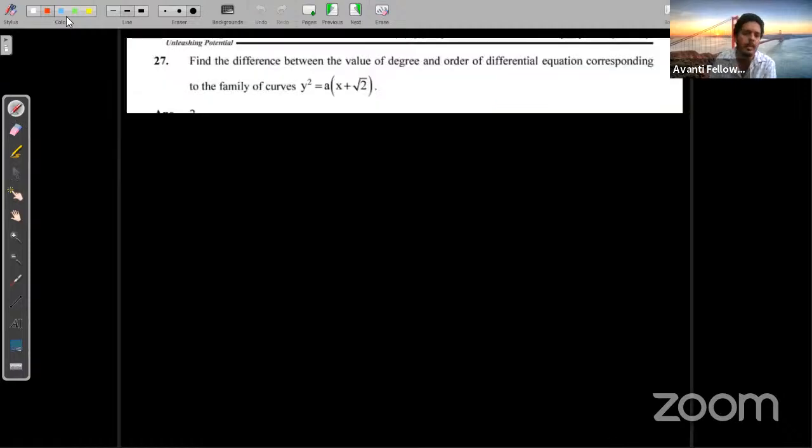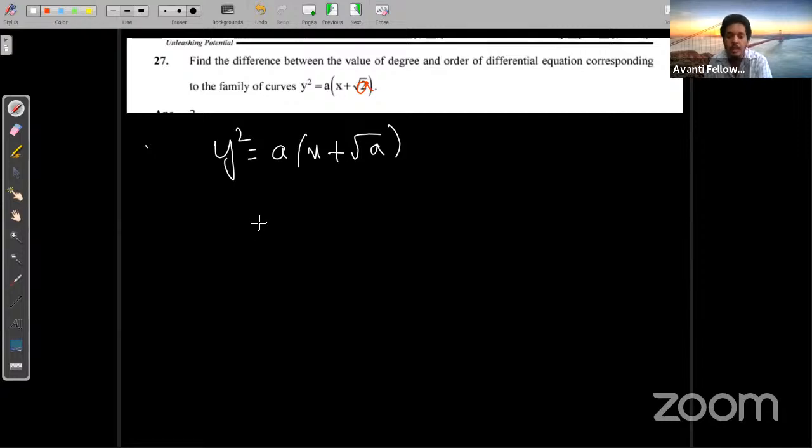Here, a small change is there. It is root A. Okay, now please be careful. It is root A. So now tell me, what is the differential equation he has given to us? y square is equal to A into (x plus root A). Okay. So here, how many arbitrary constants are there, guys? Tell me. We are having only one arbitrary constant, right? Only one arbitrary constant, that is A.